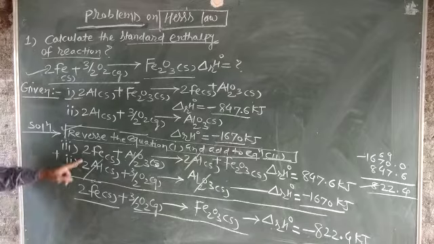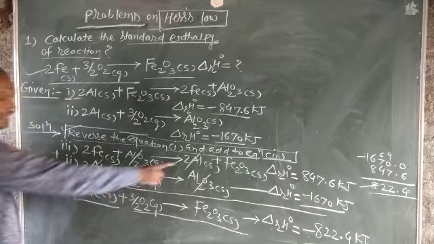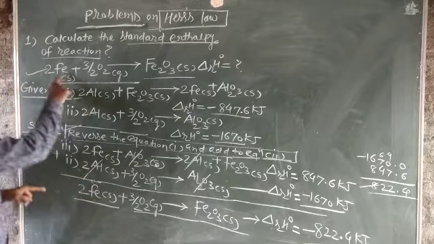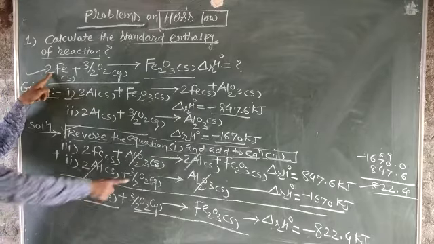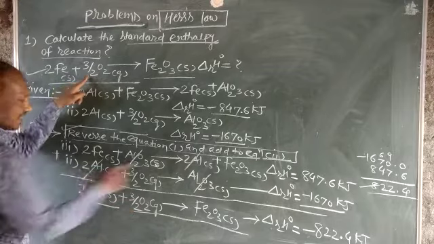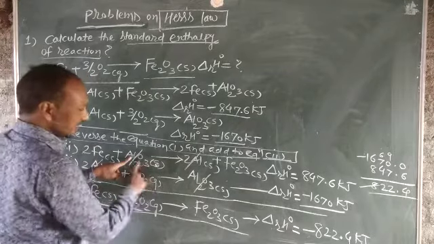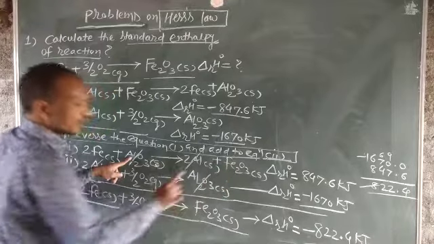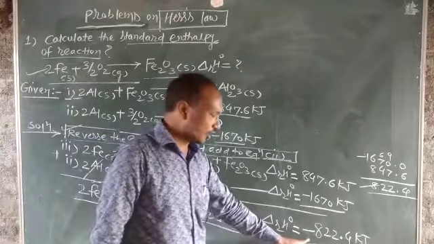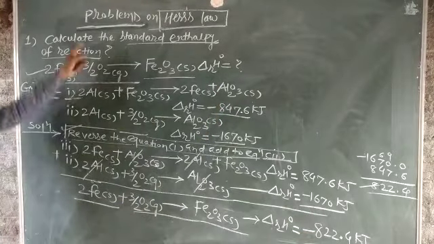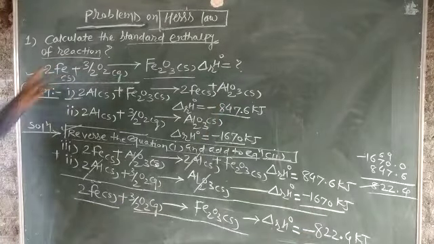So finally, this 2Al and this 2Al get cancelled. Therefore, in this reactant, we require only 2Fe, 3/2 O2 as it is. 2Al, 2Al get cancelled. Al2O3 gets cancelled. Therefore, these two get cancelled. What is left is only Fe2O3. So for this, delta RH naught value is how much? -822.4 kJ. This is the final answer. That is the standard enthalpy of reaction. Okay.